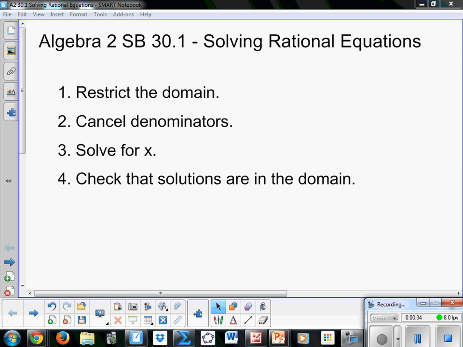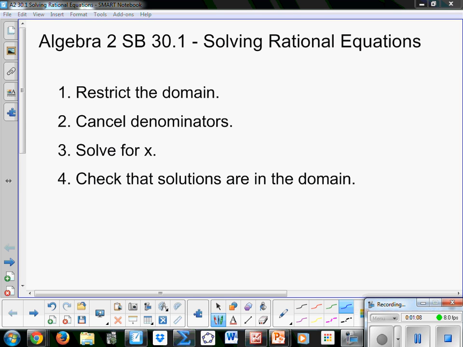Okay, so again, we've got a basic step-by-step process that you want to follow as you're solving these equations, just like we have done for multiplication and division and addition and subtraction. The only thing that is a little bit different is that we're solving for x. So we're going through the motions to make sure that we can get x by itself and equal to some value. Okay, so first of all, we're going to do some restricting the domain.